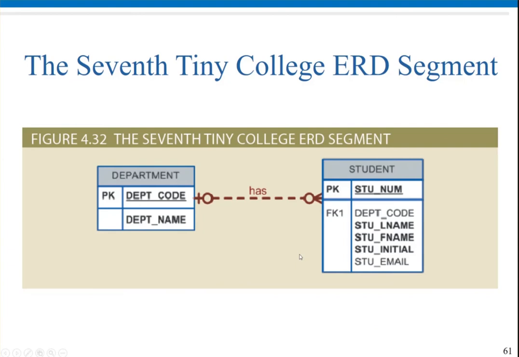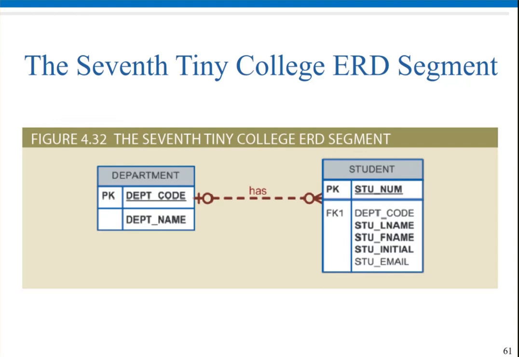Okay, now we have the 7th segment in here, and we have department and student. Now, in this particular case, think of department really as major. A student may have only one major, but in this particular case, he hasn't declared his major. Therefore, it's 0 to 1. The business rules determine that. It could be 1 to 1. Maybe a student, before he's allowed to enroll, has to declare his major.